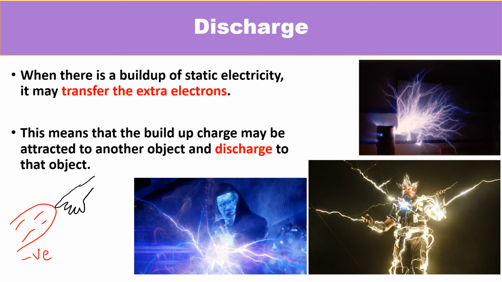Imagine there's a touching occurring. Then what happens is these electrons will try to go to the hand, and that's what I like to call a discharge. A buildup of charge that is attracted to another object. In this case, the other object is a hand that was neutral. An electron will move to that object. If it's extreme, we call it electric shock.